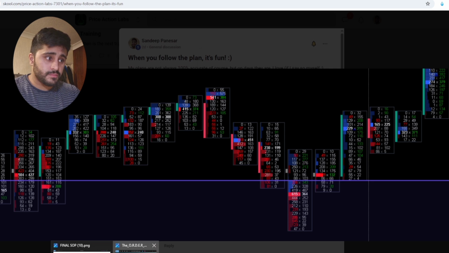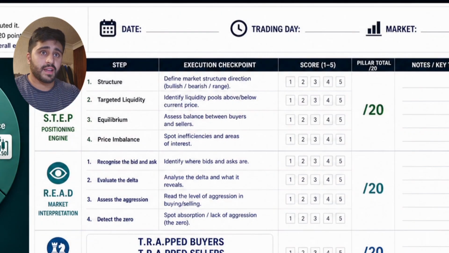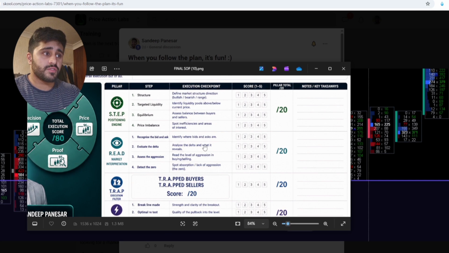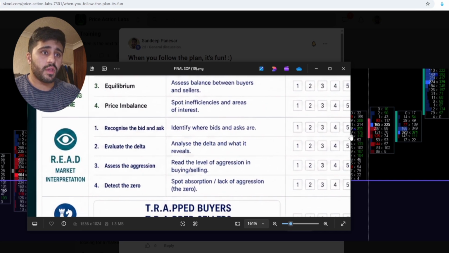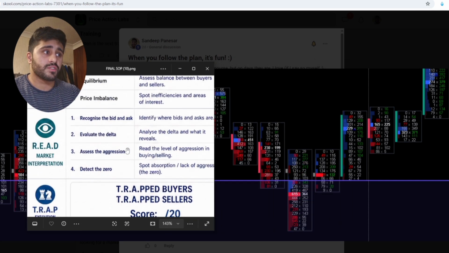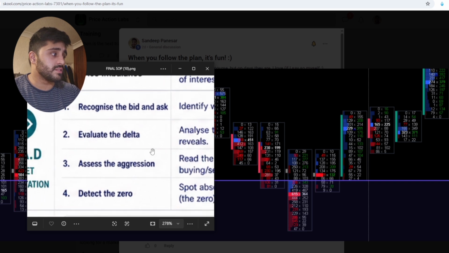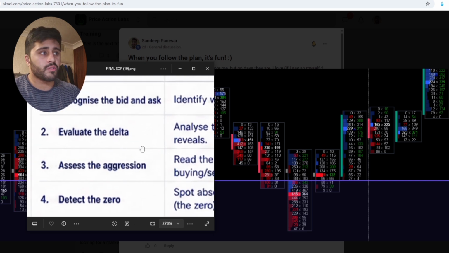Okay, so let's do this. Let's take out our SOP and see how we do this. Again, this is what traders use live when they're trading. If you want to read the market or understand what it's doing, you want to go through these four boxes. So recognize the bid and ask. Notice how this spells out READ. So you're reading price action.